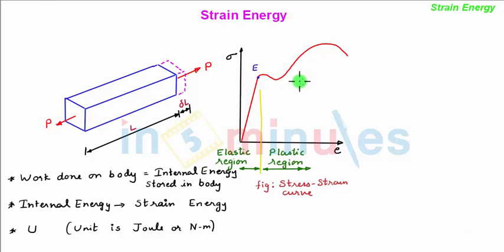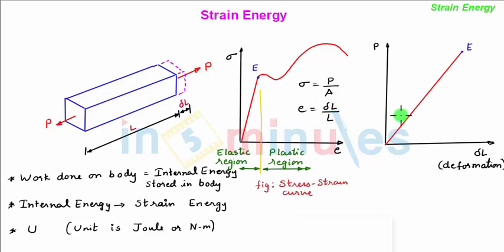Now since stress is equal to load applied upon original cross-sectional area A and strain is equal to delta L upon original length L, and here the original cross-sectional area and original length remain the same, and since stress is directly proportional to strain, we can say that up to elastic limit, load is also directly proportional to delta L. Now this is evident from this diagram. We plotted the curve of load and deformation, and we see that the load is directly proportional to delta L up to the elastic limit E.